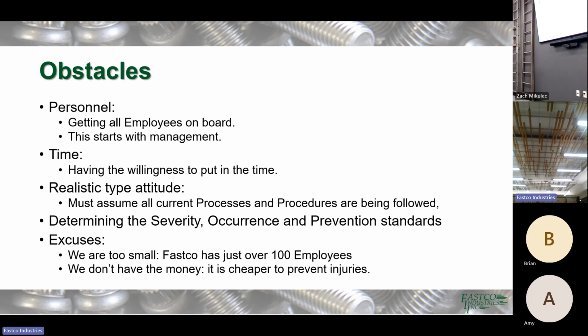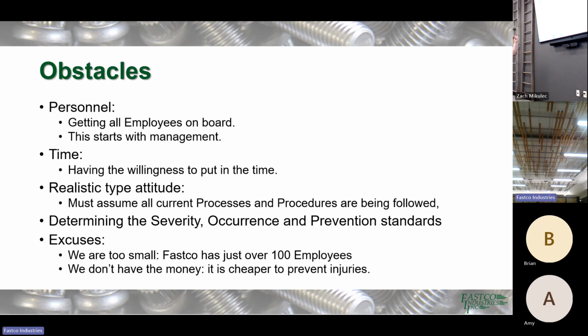A realistic type of attitude. The reason I say that is with an FMEA, you must assume that all current processes and procedures are followed. You can't be doom and gloom. You can't be, oh, there's no way that's going to happen, because then you're not going to get realistic data. Then the biggest obstacle I had was determining the severity, the occurrence, and the prevention standards. If anyone's familiar with AIAG, these are the tables that run your FMEA.